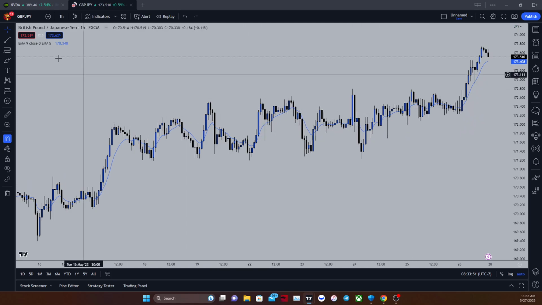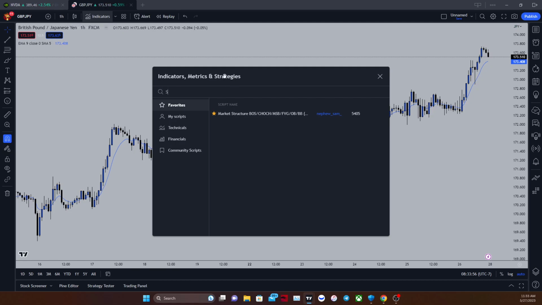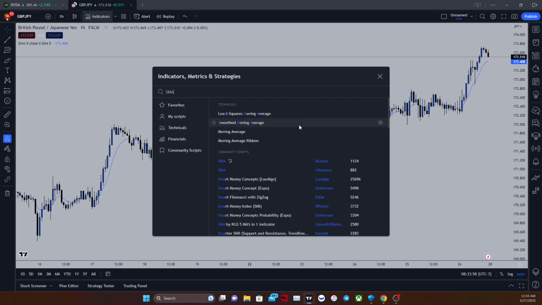That's all it's doing. Now, another indicator I use is the SMA. Same thing, it's just a moving average.